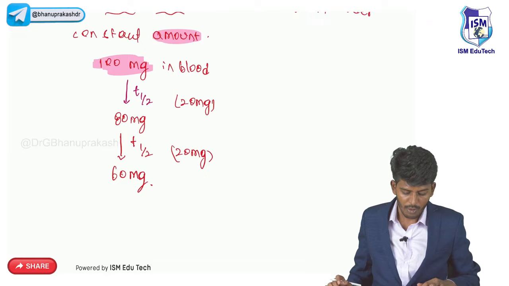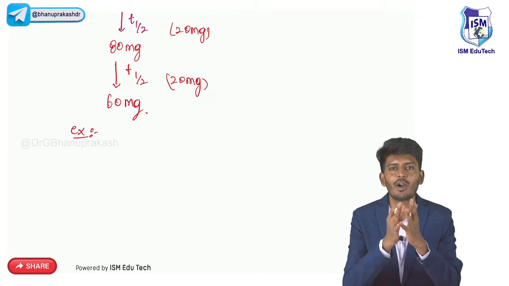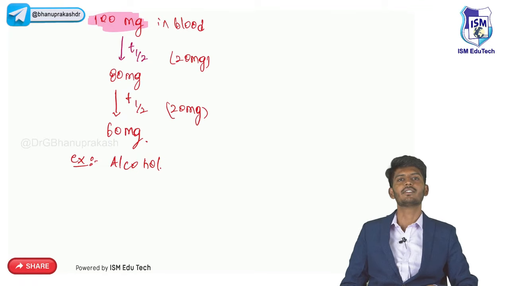So, the classic examples are the drugs which eliminate by zero order. So, there is one classic example. See, God is very brilliant, I can say. Why is God very brilliant? Because the classic example you need to remember is alcohol. Sir, there are other drugs also. Yes, what are those? We have something called a zero order mnemonic.